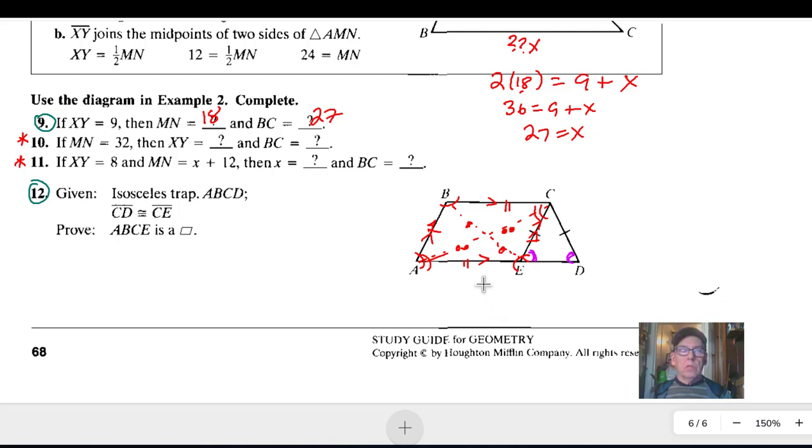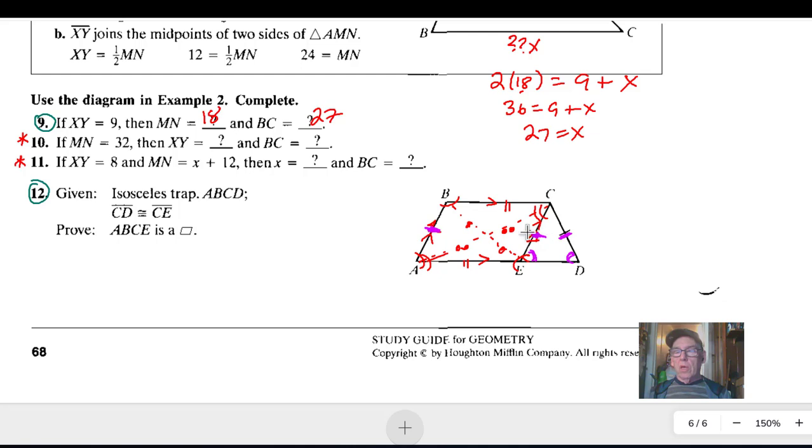Okay, what else? Also, we're given that this trapezoid is isosceles. So this CE side is going to be congruent to the CD side, which is also going to be congruent to this BA side. So all of these are going to be congruent. Because it's an isosceles trapezoid, these two sides also are congruent to each other.